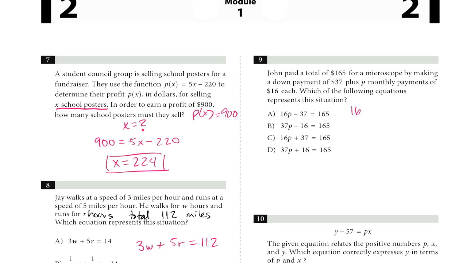Well, they told us that John is going to be paying P monthly payments. So P times he's going to pay $16. So we're going to do 16 times P. And then also, so that's how much John is paying, but also John has to make a down payment. So that's another amount he's paying. So he's also going to pay $37. So in total, how much money is he paying? So total means we probably want to add these. And in total, John is going to pay $165. And so here, that's the answer choice.